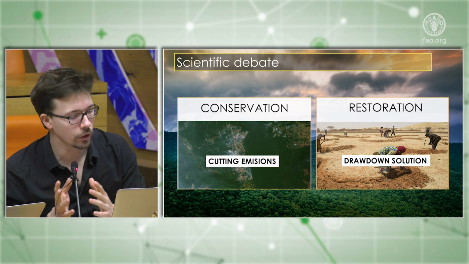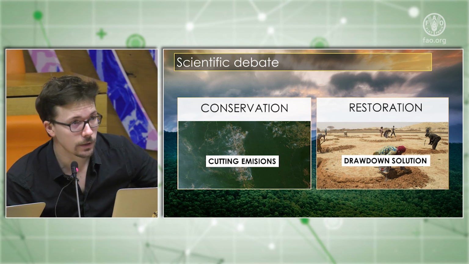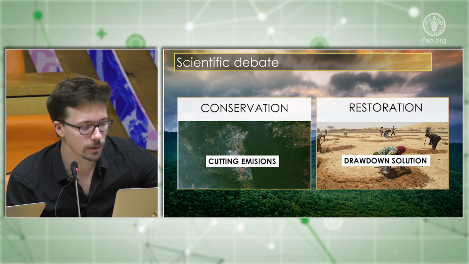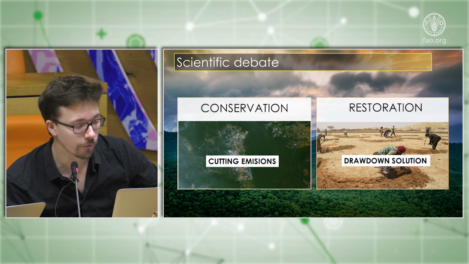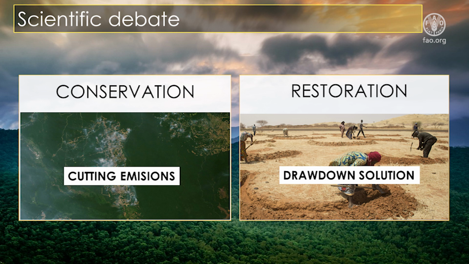It's a drawdown solution. On one side, we need to cut emissions, and so we need to conserve the forest. On the other side, because this conservation will not be enough, and we need to draw the carbon down from the atmosphere, we need drawdown solutions. And restoration here is probably one of the most effective solutions that we can develop in order to capture that carbon.